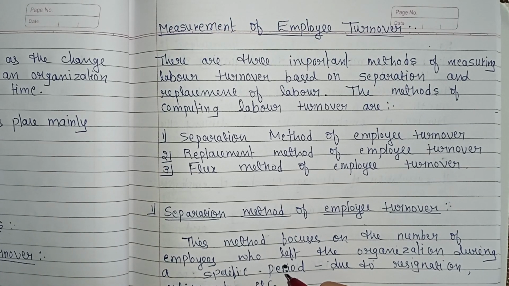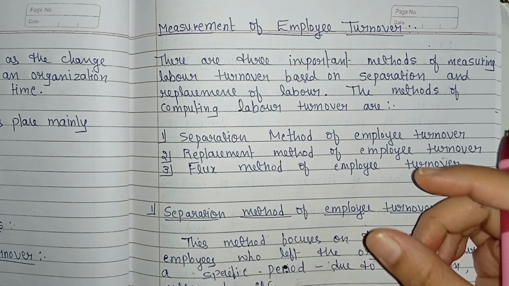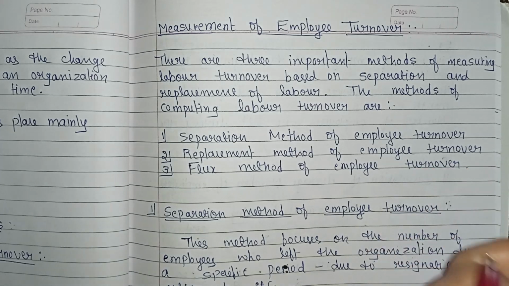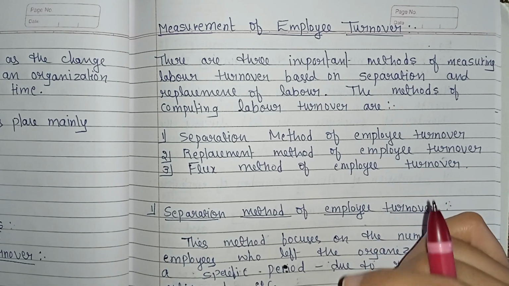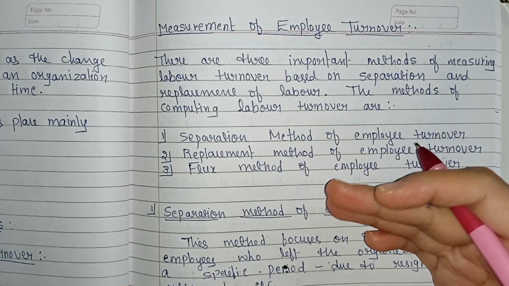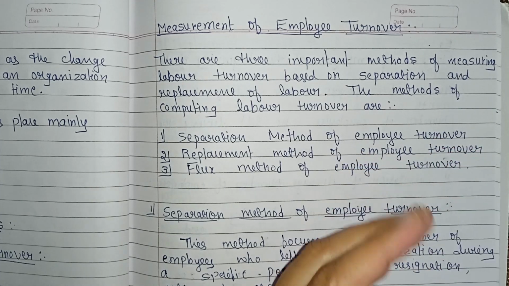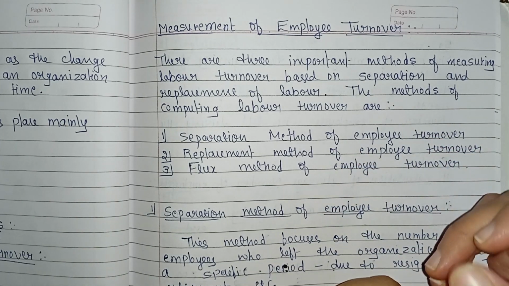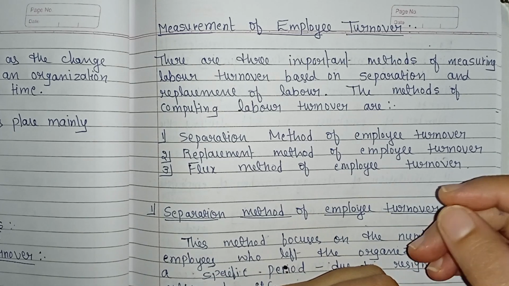In the last class, we learned about employee turnover. So in today's class, we are going to learn about measurement of employee turnover. Employee turnover, it means what? It is the change in the labor force in an organization during a given period of time. Change in the labor force, right?